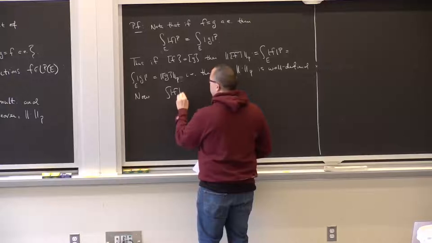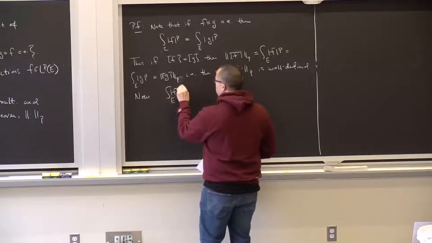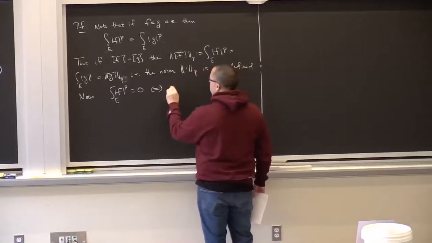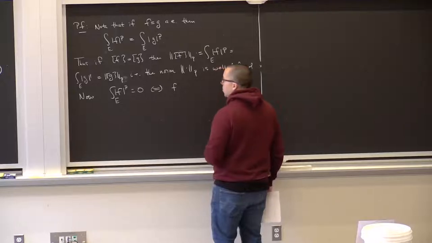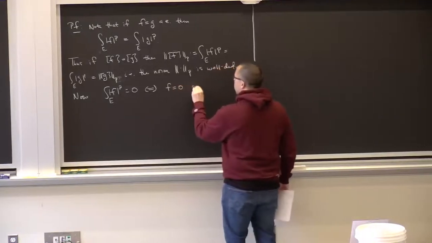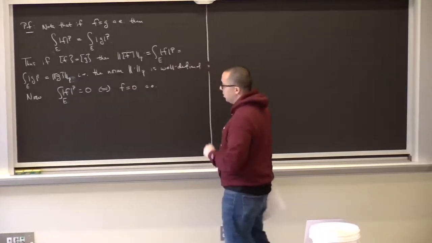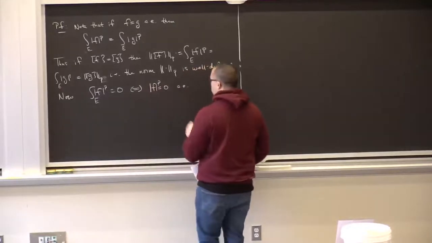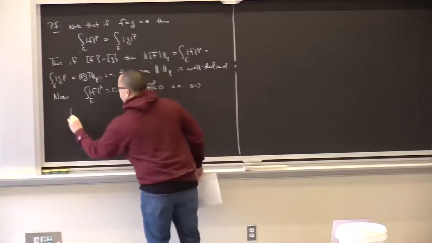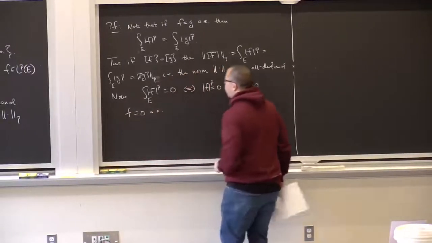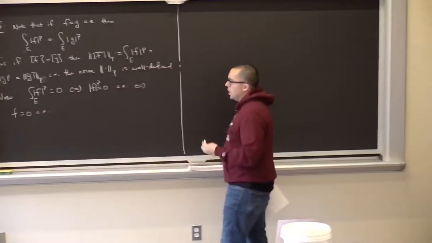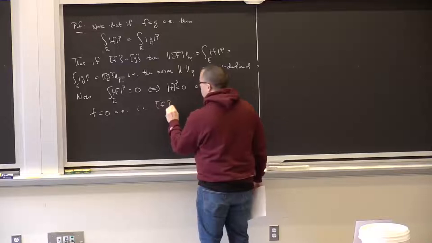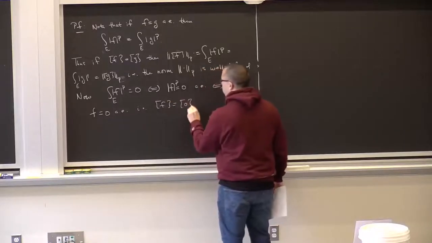Now, this quantity here equals zero if and only if, by what we've developed in our theory of integration, f equals zero almost everywhere, right? So the LP norm equals zero means f equals zero almost everywhere, but possibly not everywhere. The equivalence class of this function is equal to the zero element.